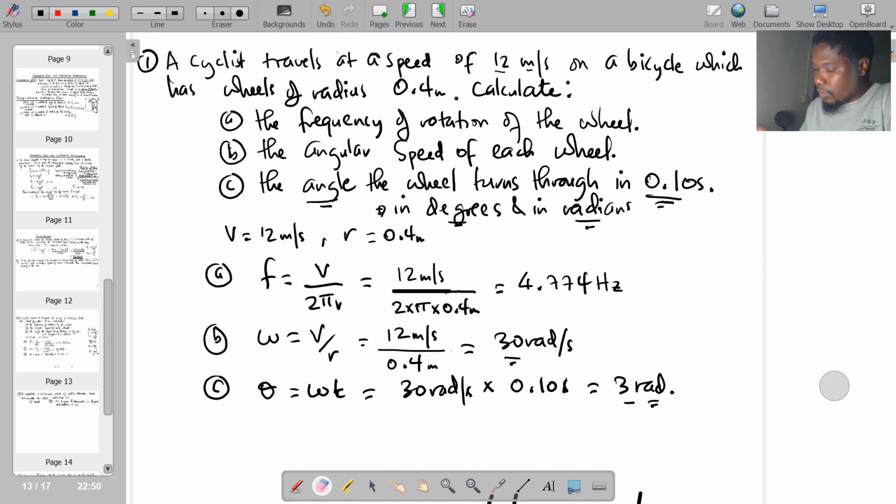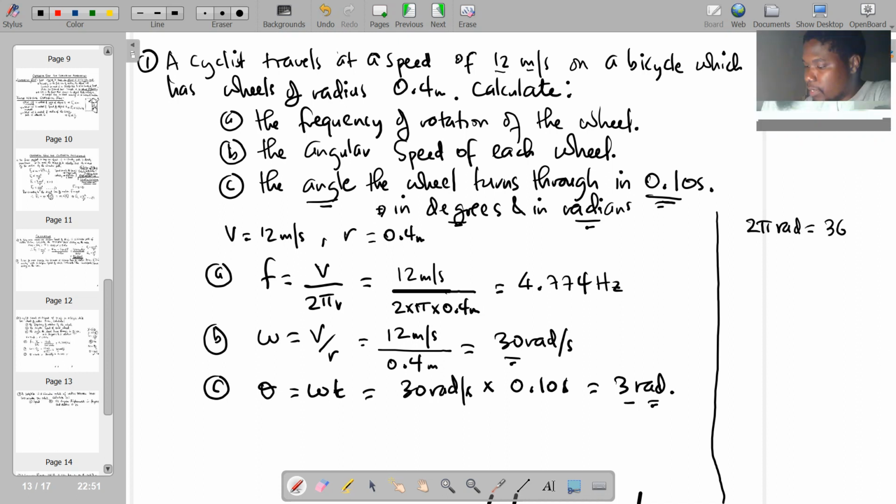Alright, so let's look at the final part of this question, which wants us to find the angular displacement in degrees. We know the fundamental relationship that I told you to always remember: 2 pi radians is equal to 360 degrees. Therefore 3 radians will be equal to 3 over 2 pi multiplied by 360 degrees.